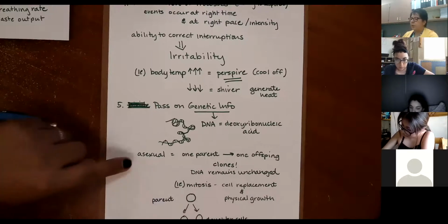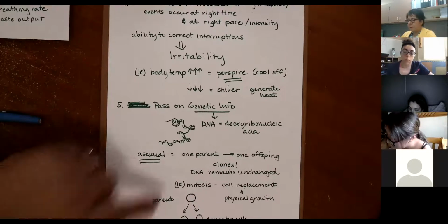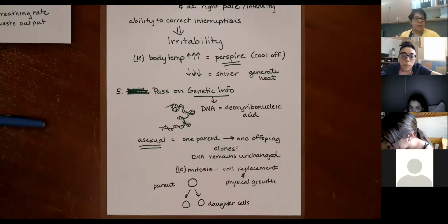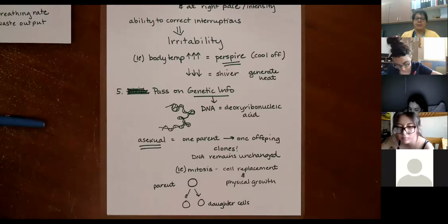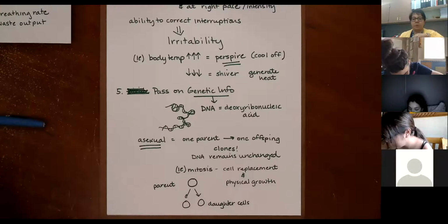So right now, you are undergoing asexual reproduction in the form of mitosis. You're doing it in order to replace any cells that you have that got old or to support physical growth.